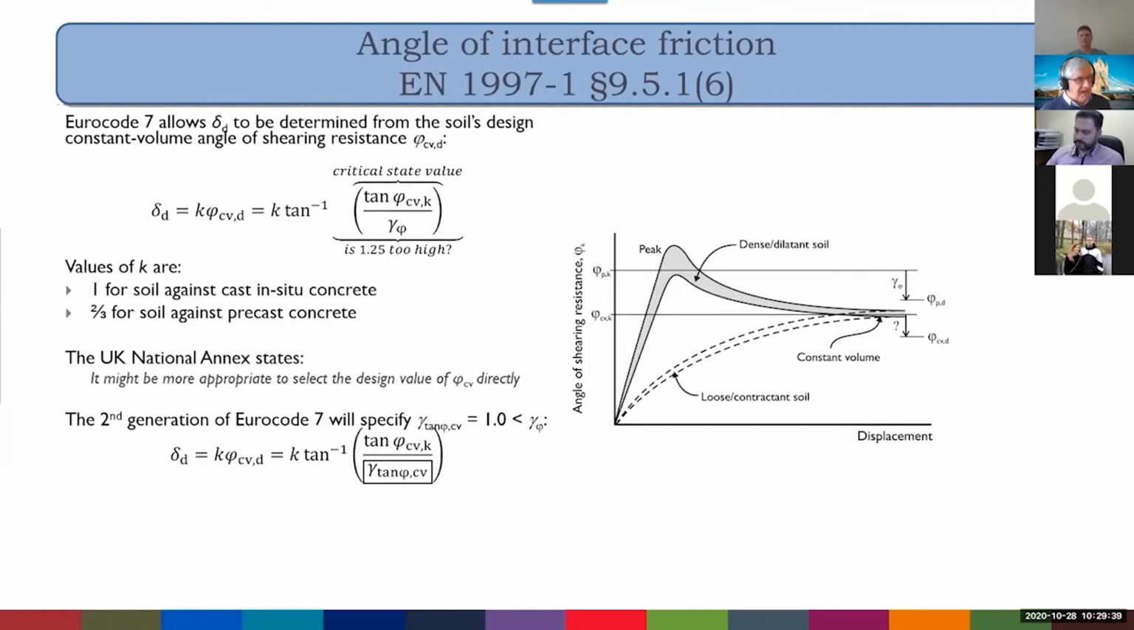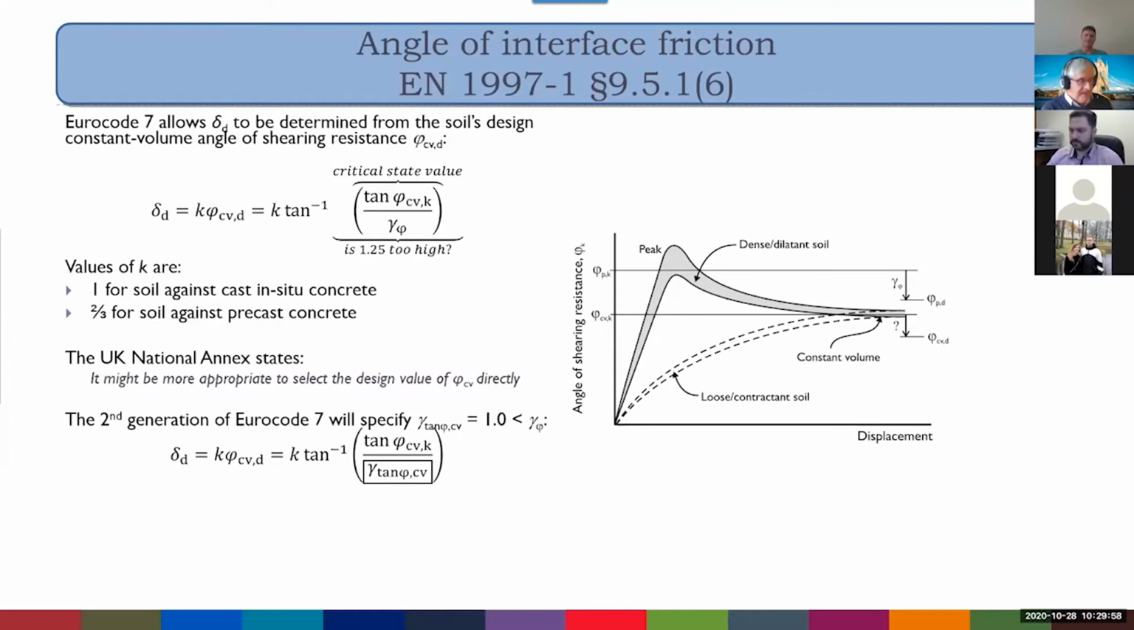The extra bit of shearing that you get in a dense soil is called dilation, and there are ways of calculating these two things separately. Now, what Eurocode 7 says is you calculate the wall friction based on that large strain value of phi, and that is sensible because at ultimate limit state, you're getting large shear strains adjacent to the wall.